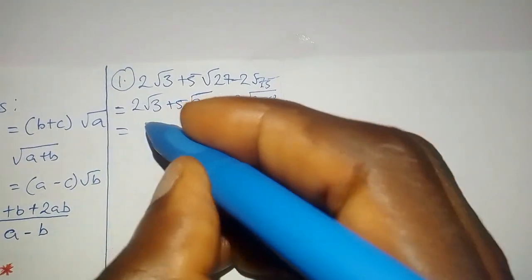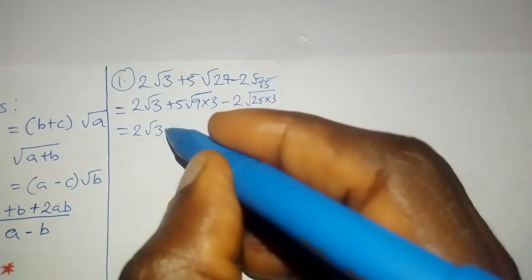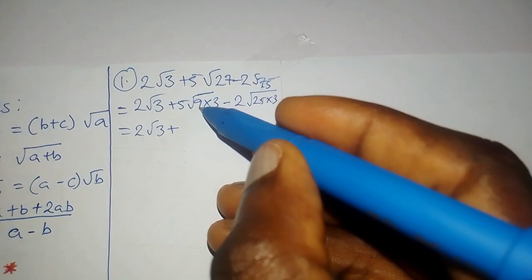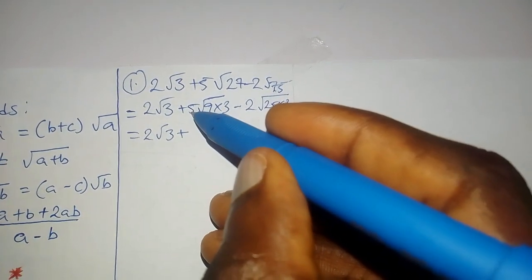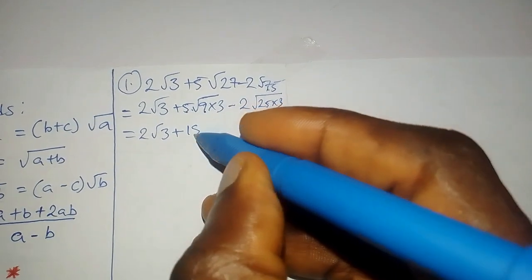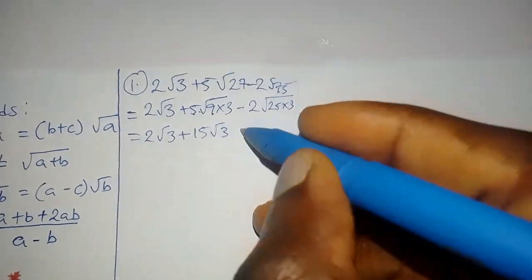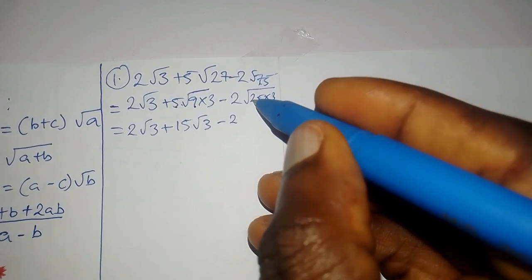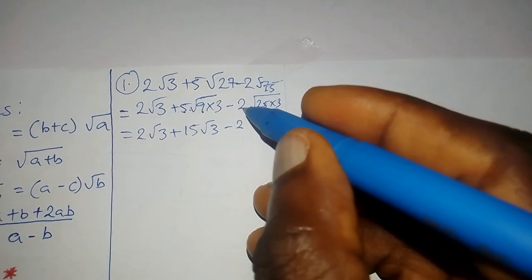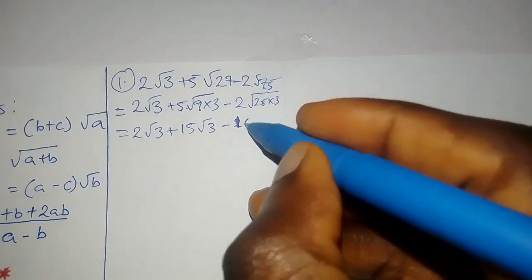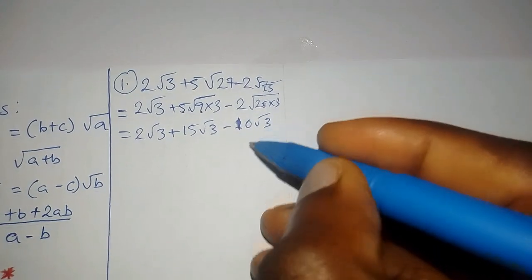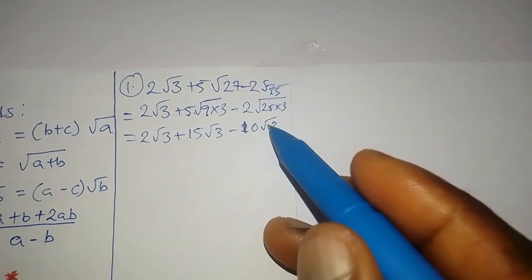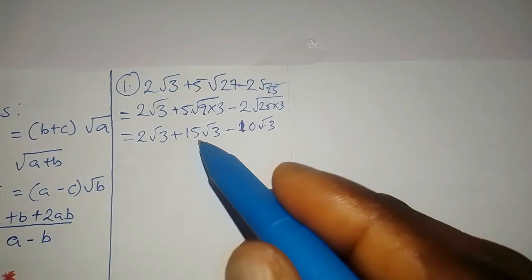So from here we can say 2 root 3 plus the square root of 9 is 3. This 3 is coming outside. That means 5 times 3, that's 15 root 3. And the last part, minus 2, the square root of 25 is 5, and this 5 is coming out. That's 5 times 2, so we have 10 root 3.